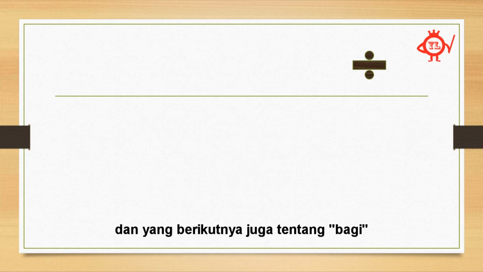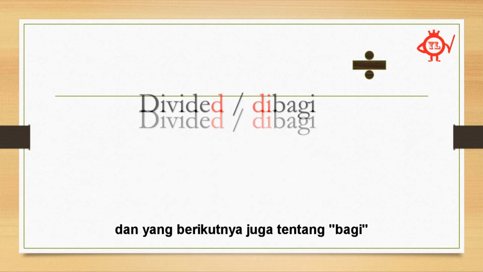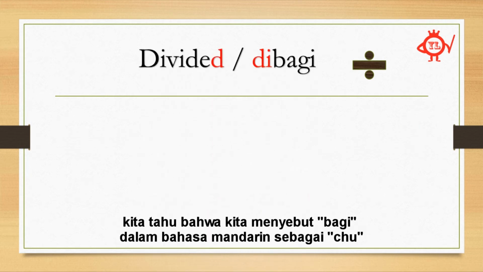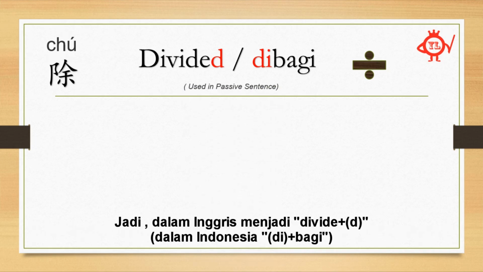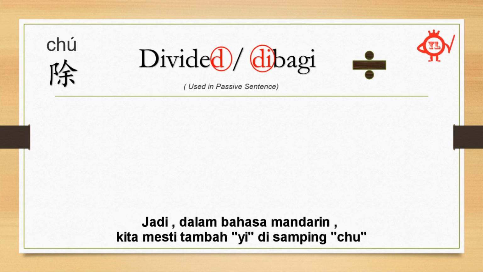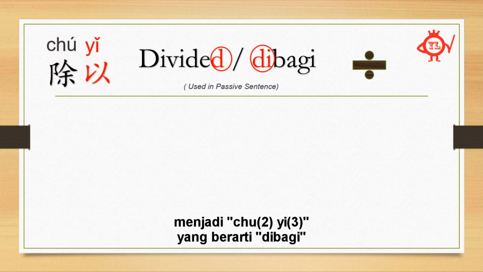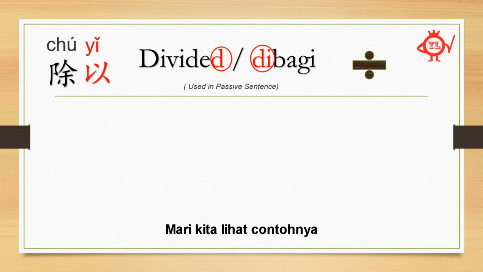And the next one is also about divide. We know that we call divide in Chinese 除, but this time I want to use divide in a passive sentence. So in English it becomes divided, and in Chinese we must put 以 beside the 除. So it becomes 除以, which means divided. Let's do the example.